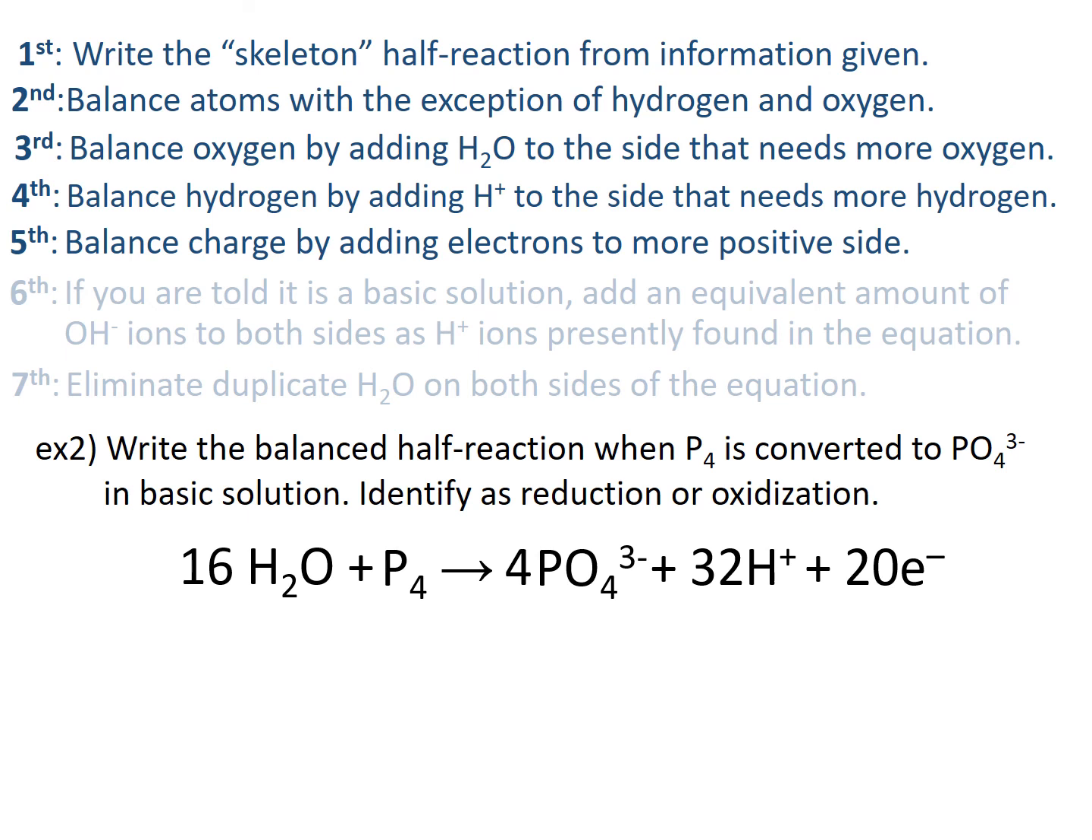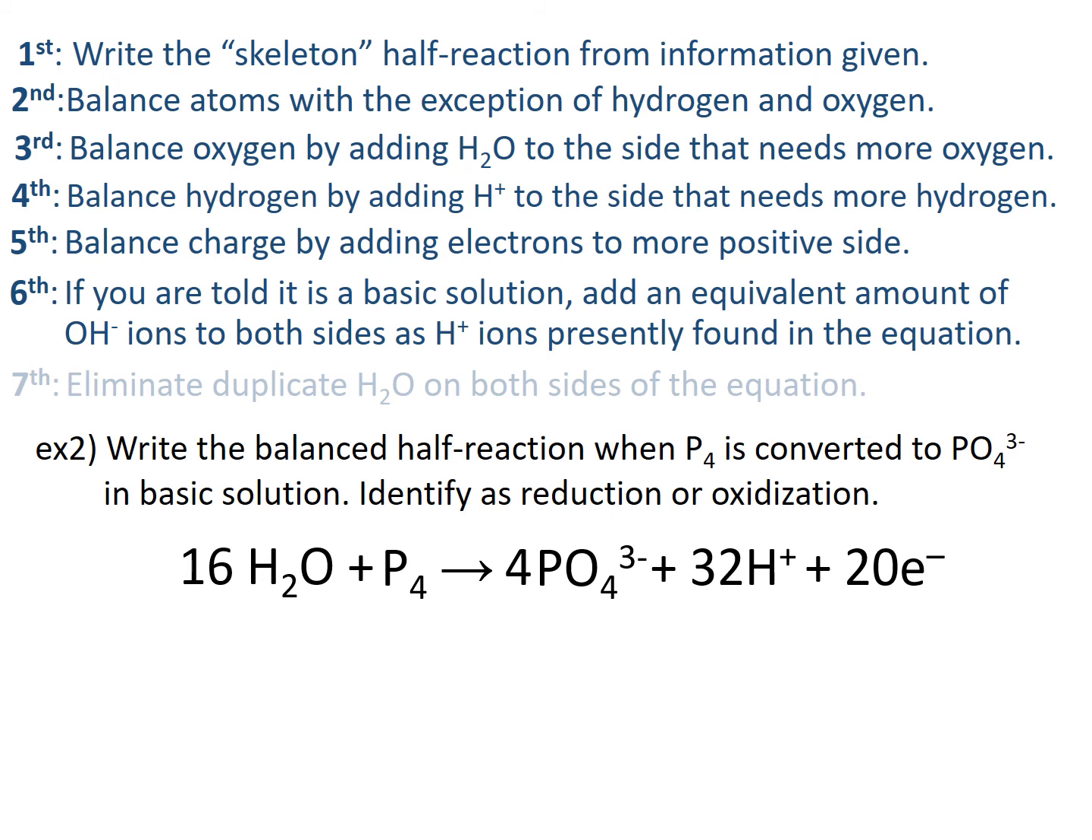Now, what are we going to do? I guess it says basic solution, so we got to continue. So if you are told it is in basic solution, we have to get rid of the H pluses, because H pluses are acids, and we are told it's in basic solution, so we have to get rid of the acids. And we do that by adding the same amount of OH minus ions to both sides of the equation that we currently have H pluses on. So if I've got 32 H pluses, I'm going to add 32 OH minuses to both sides. Why both sides? Because the equation is already balanced. And whatever I do to one side, I'll have to do to the other.